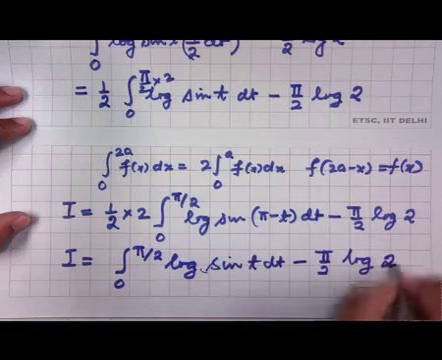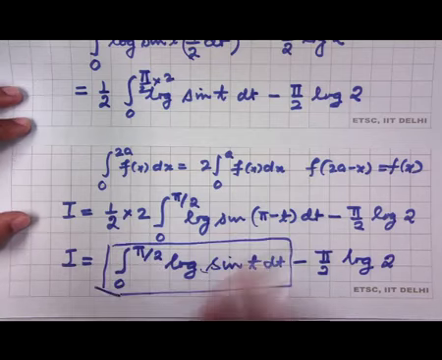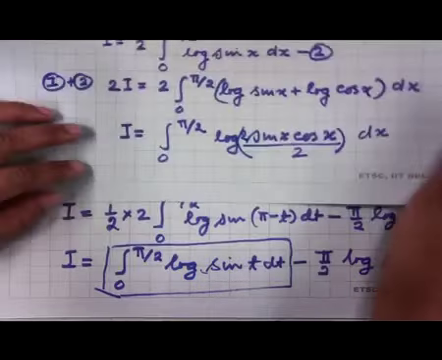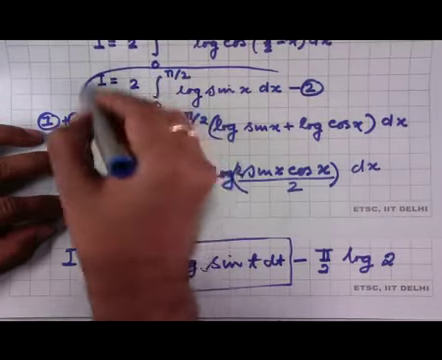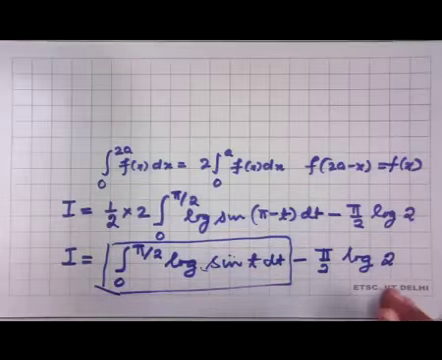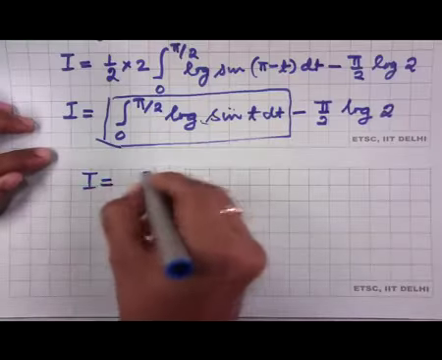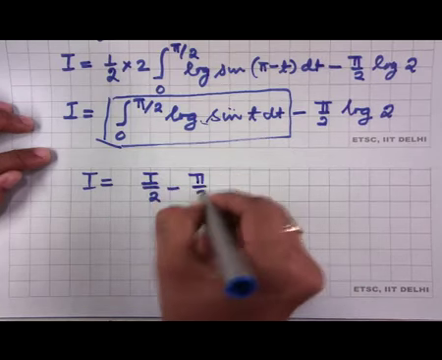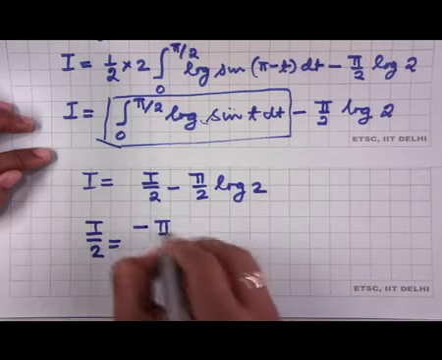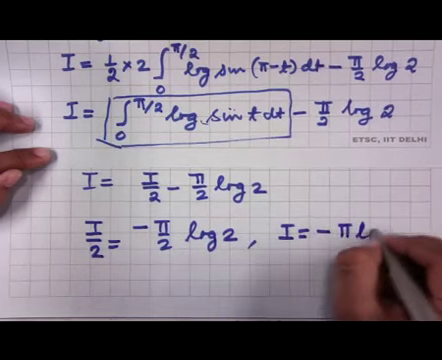minus pi by 2 log 2. And we know that from our previous calculation, what is the value of this? Let me show you. So, by previous calculation, the value of this is I by 2. So, we got finally I equals I by 2 minus pi by 2 log 2. So, therefore, I by 2 is minus pi by 2 log 2. So, therefore, I equals minus pi log 2.